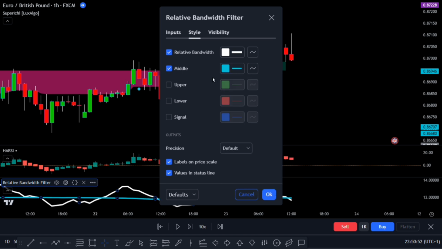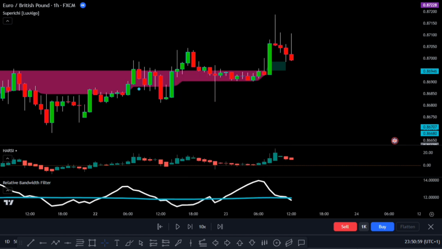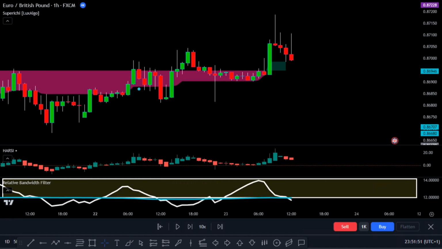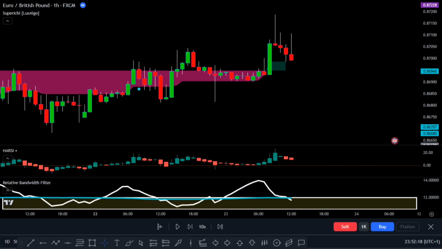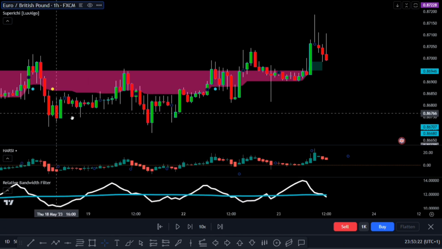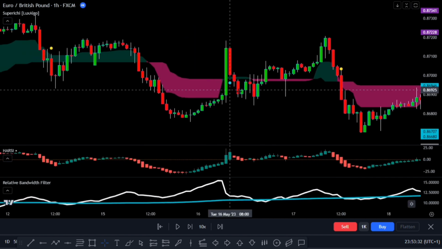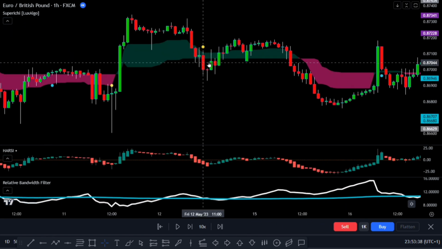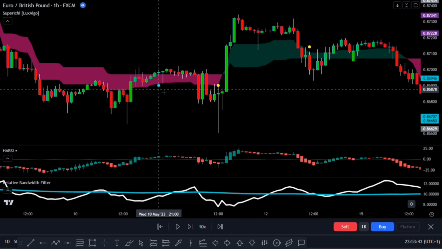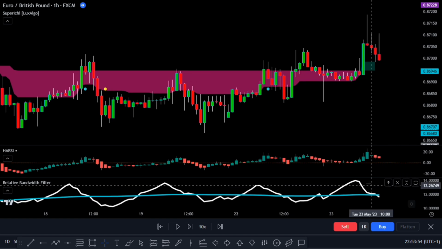Now, let's talk about what the relative bandwidth tells us. It's like a measuring stick for volatility. When the relative bandwidth is higher, it means the volatility in the market is relatively low. But when it's lower, it signals that the volatility is comparatively high. So, why does this matter? Well, understanding the volatility helps us make smarter trading decisions. It gives us insights into when the market is calm and when it's more turbulent. This can be really helpful in choosing the right moments to enter or exit trades. Now, in the next step, we'll uncover the secrets to using these fantastic indicators to improve our trading strategy.